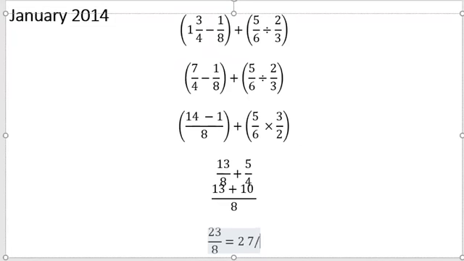With remainder 7/8. So our answer for January 2014 is 2 and 7/8.